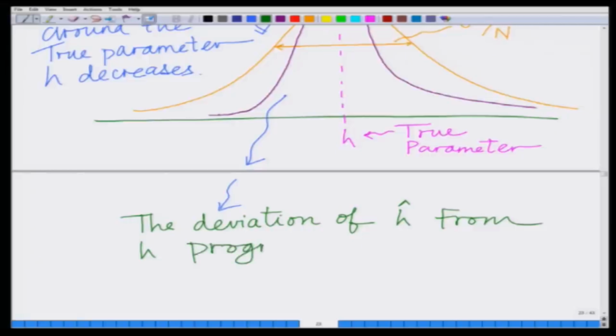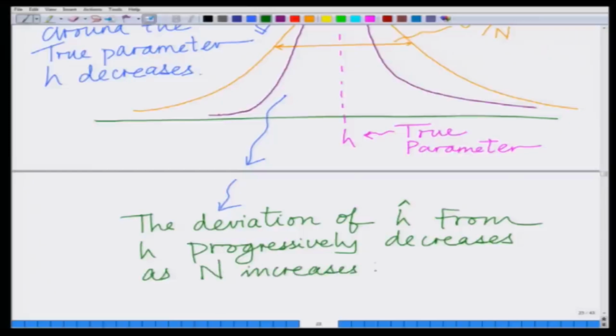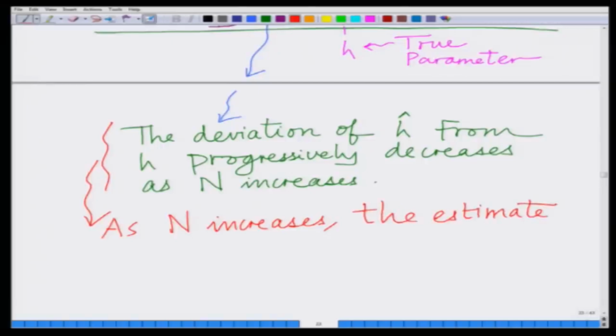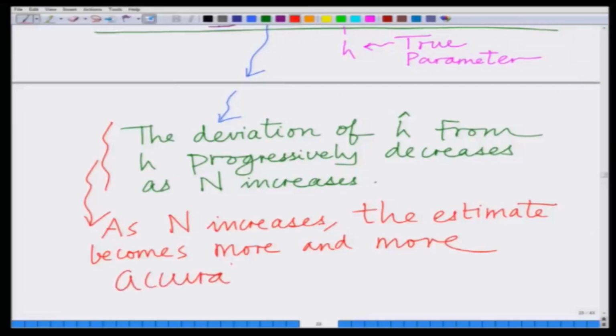Therefore, as n increases, the estimate becomes more and more accurate, in the sense that the variance decreases. Therefore, this is an important property.